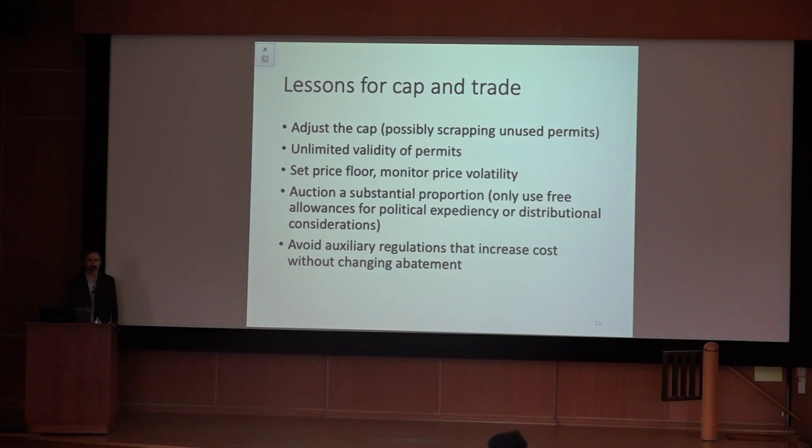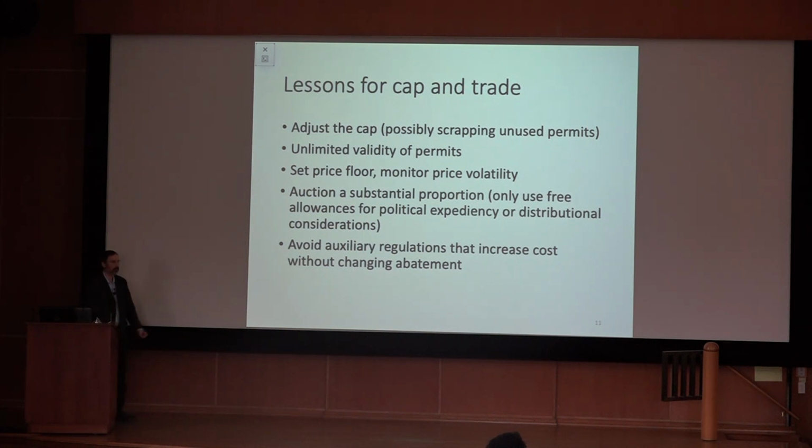Okay, so what are the lessons for cap and trade in this thing? So as I said, you need to adjust the cap and be flexible about that, possibly scrapping the permits that have not been used, so you could rebuy them and eliminate them from the market. You should have this banking thing, so unlimited validity of permits. And you should probably set a price floor and monitor the price volatility, right? So you should avoid that the price could go below a certain level. As I said, you should auction a substantial proportion.